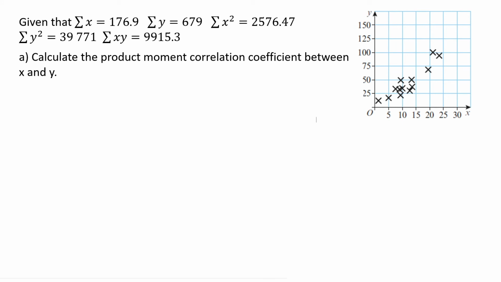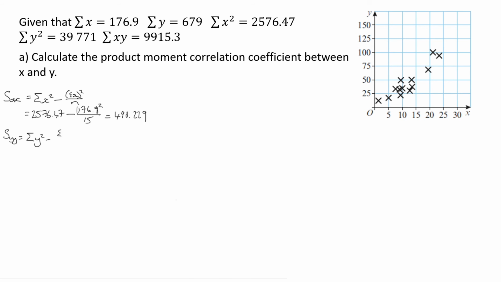We can find our summary statistics. We'll start with the S of XX, which is the sum of the squares of X. And we have enough information to go into that formula. S of XX is the sum of X squared, subtract the sum of X squared over N. Okay, so these values were given to us. We'll just substitute them in. That's 2,576.47, subtract 176.9 squared, over 15. Okay, so we get a value for that.